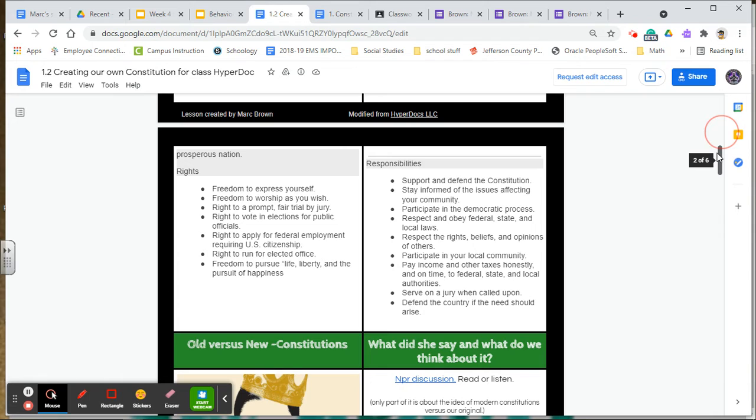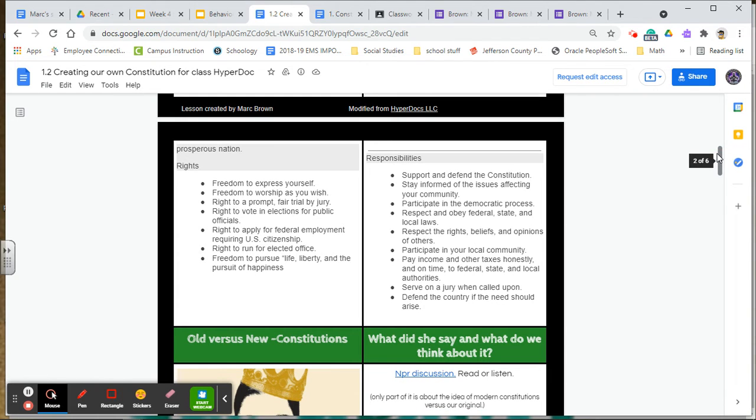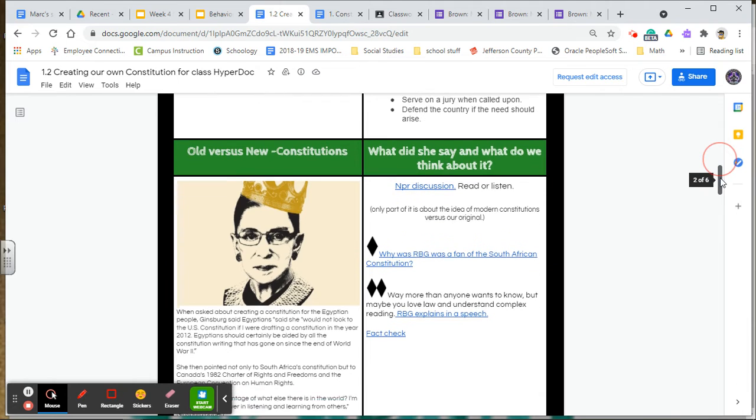All right, here's an example of rights and responsibilities in the United States of America. On the left, you see the rights. Those are things that the government or the country promises to you as a citizen. On the right are the responsibilities. Those are things that you have to give back to the community or the government. Stuff like paying taxes, stuff like jury duty, stuff like participating. Okay, so that is what we covered on Monday and Tuesday.